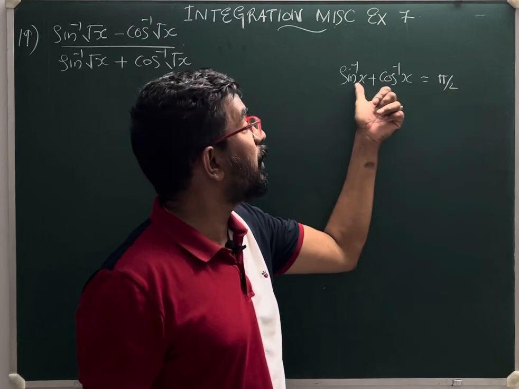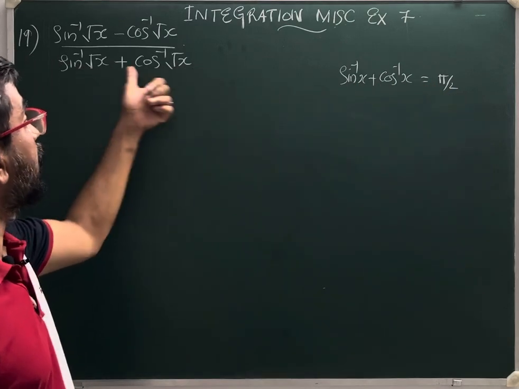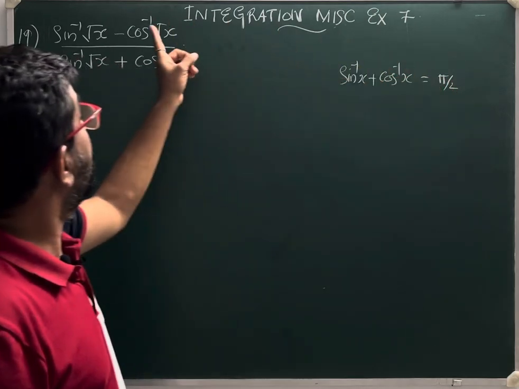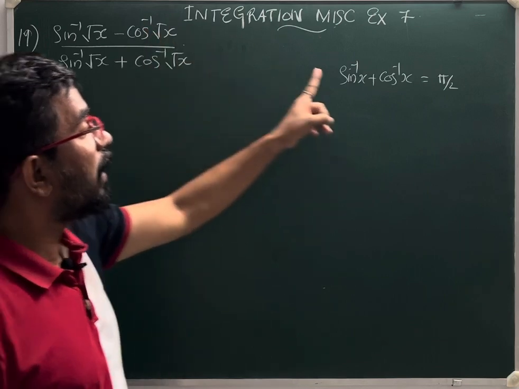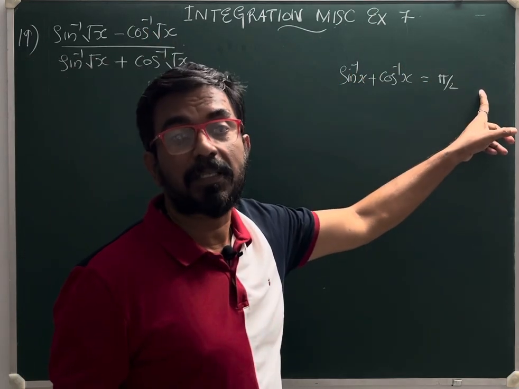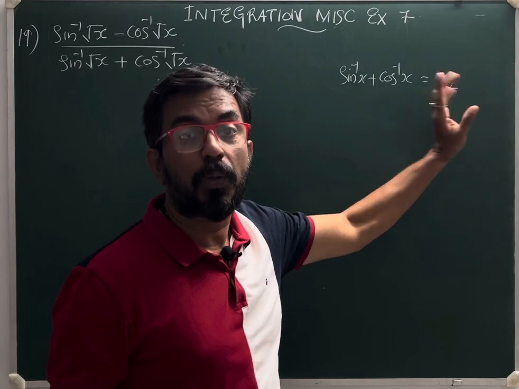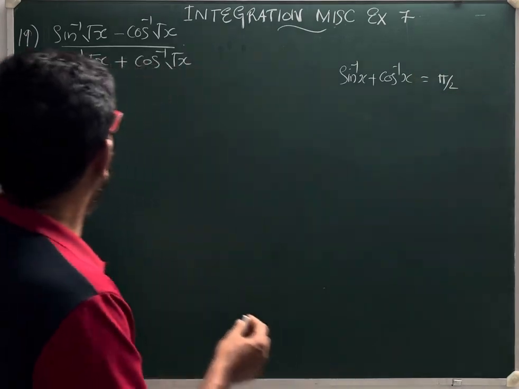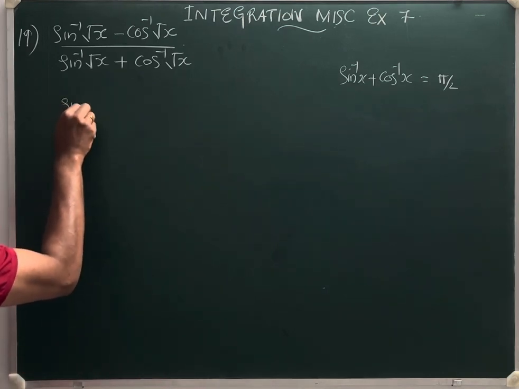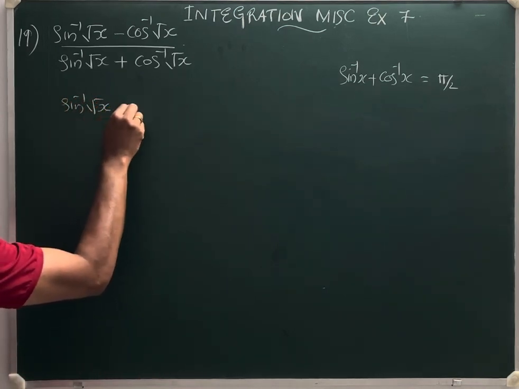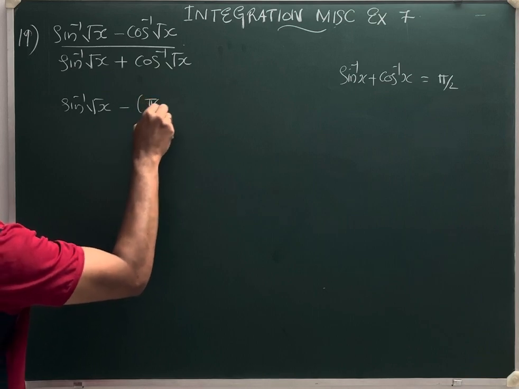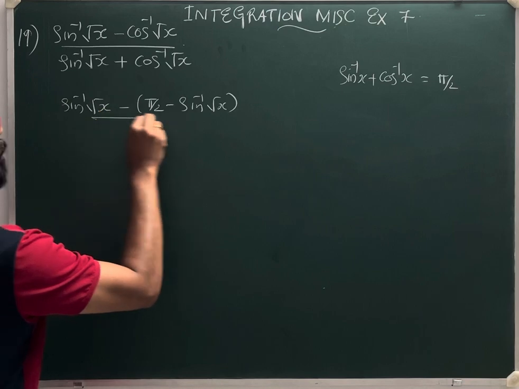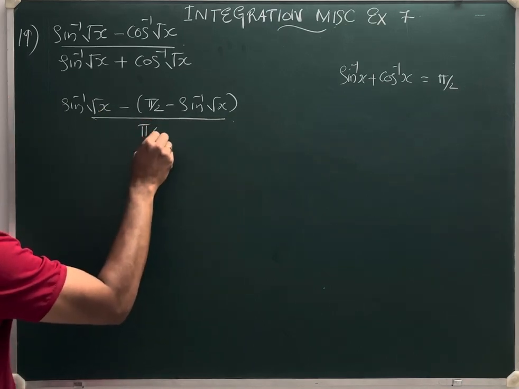What I am going to do is, in the denominator, sin inverse root x plus cos inverse root x, I will write it as pi by 2. And in the numerator, this cos inverse root x, I will write as pi by 2 minus sin inverse root x, so that the question will become smaller. So I will write like this: sin inverse root x minus pi by 2 minus sin inverse root x, divided by pi by 2.